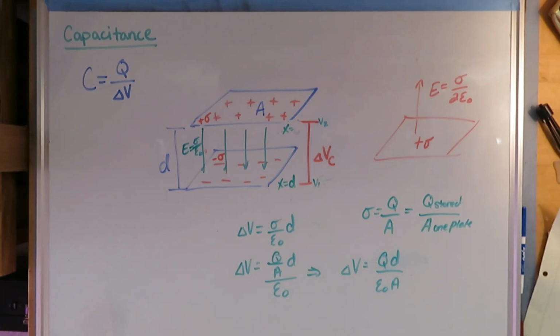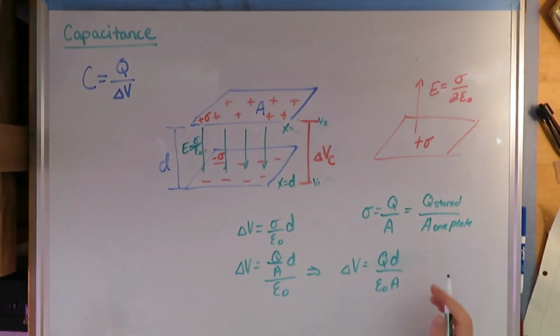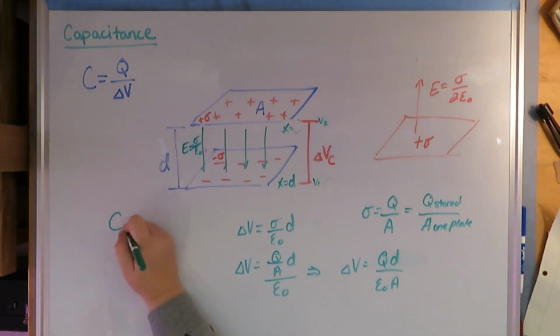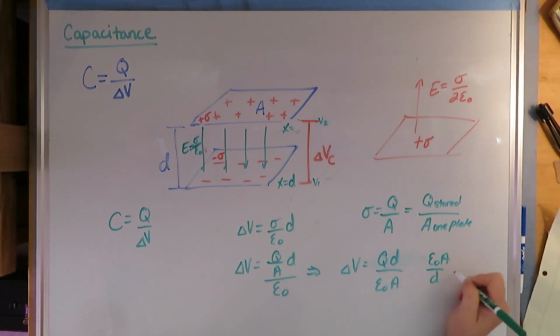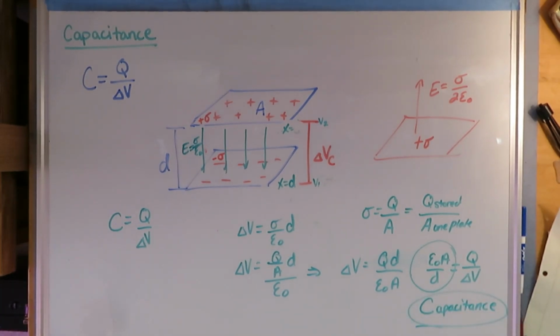But we want to actually find capacitance. Well, if we rearrange this, we find that capacitance is equal to Q over delta V. So if I do that over here, I'm going to get epsilon naught A over D is equal to Q over delta V. So that means epsilon naught A over D is equal to the capacitance of my parallel plate capacitor. So C is equal to epsilon naught A over D for a parallel plate capacitor.